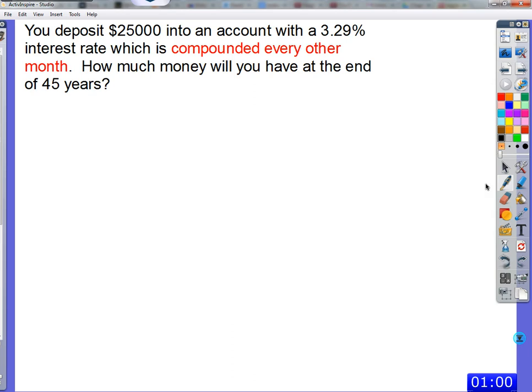And since it's compounding not annually, and it's not compounding continuously, we know what formula we're supposed to use, right? What formula are we supposed to use? 1 plus R over N, to the N T.